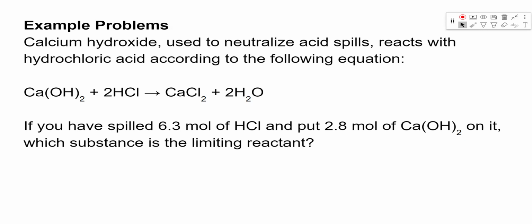If I spill 6.3 moles of hydrochloric acid on the floor, and then I put 2.8 moles of calcium hydroxide on top of it, which one of these substances is the limiting reactant? Am I going to have way more calcium hydroxide than I need? Did I just waste calcium hydroxide? Or did I not put enough on this and there's definitely still hydrochloric acid just sitting in that puddle?